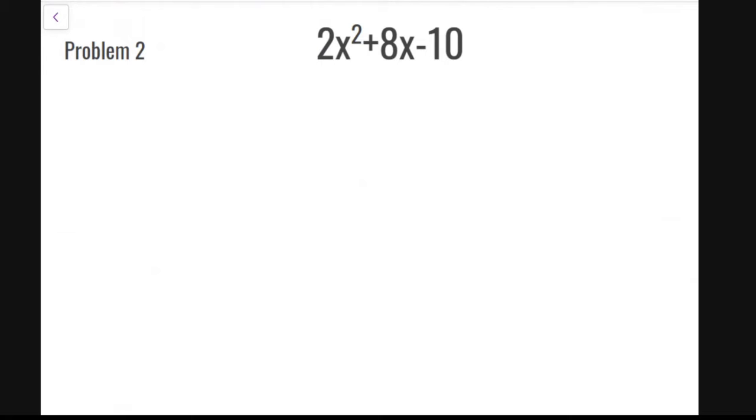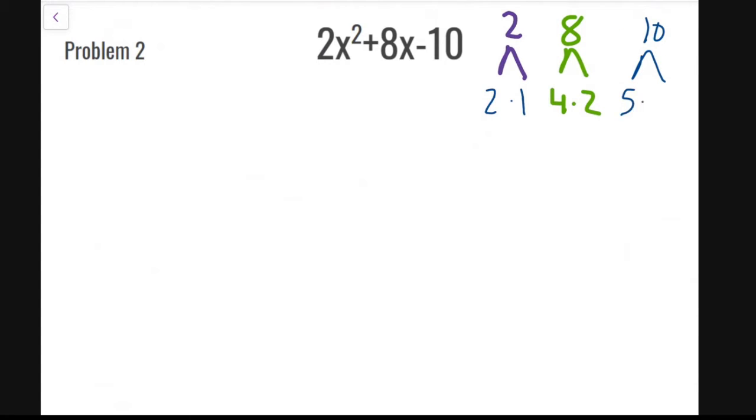So let's look at 2 and see if we can branch that out, and we get 2 times 1. We do 8, branch it out, we get 4 times 2. And we do 5, I accidentally made a little mistake right there. My apologies. And we do negative 10. And we don't really have to include the negative. We can just delete the 10. So we can do 5 times 2.